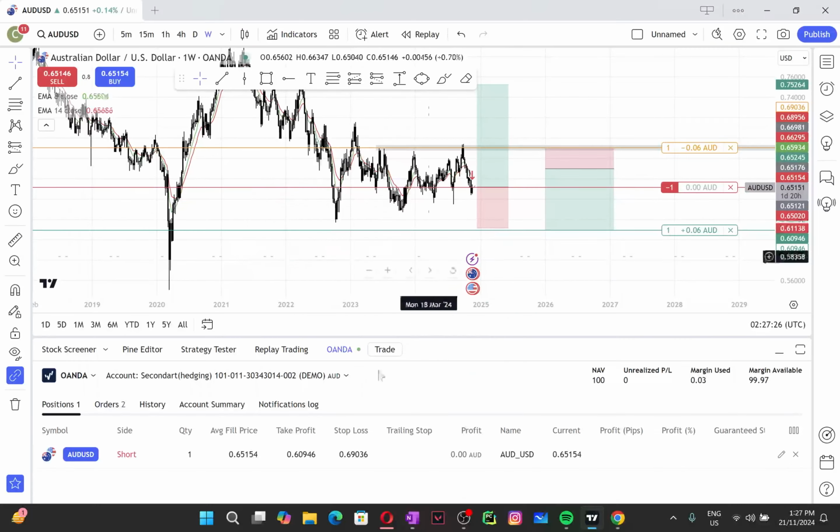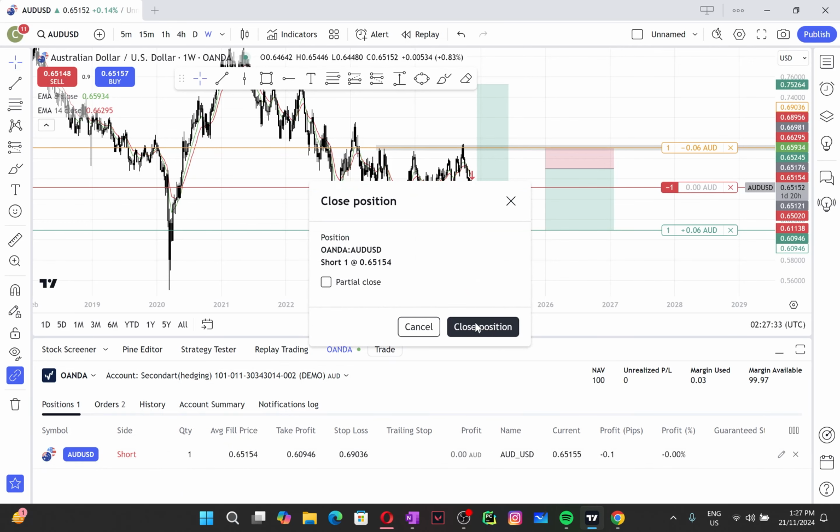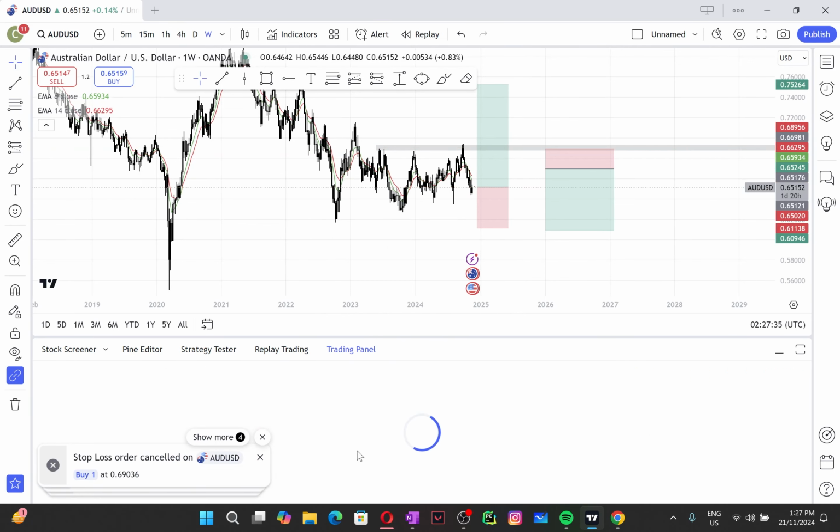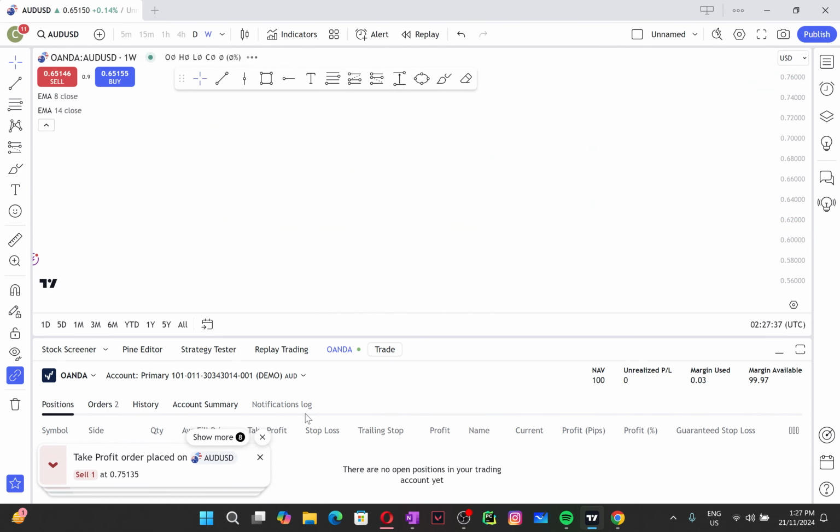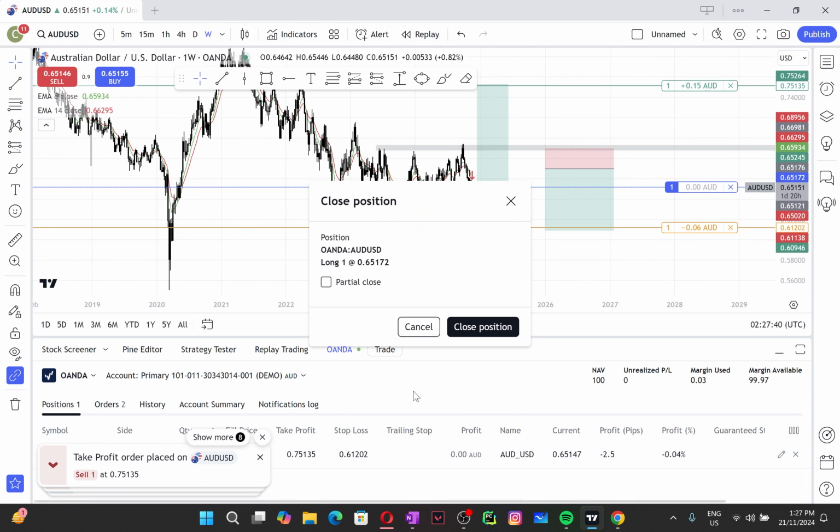So I finally figured out a way to have both the trades. I'll obviously be using OANDA. I'm going to close all the positions, close the position in that, and I'm going to close the position over here as well. So close position and close.